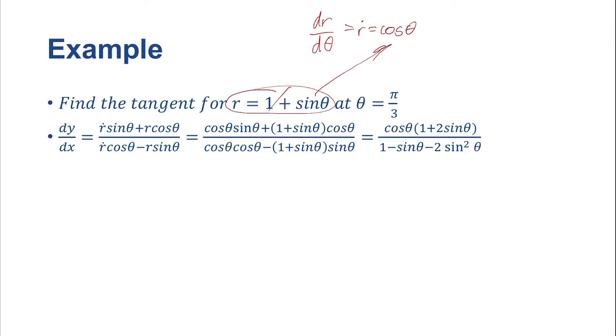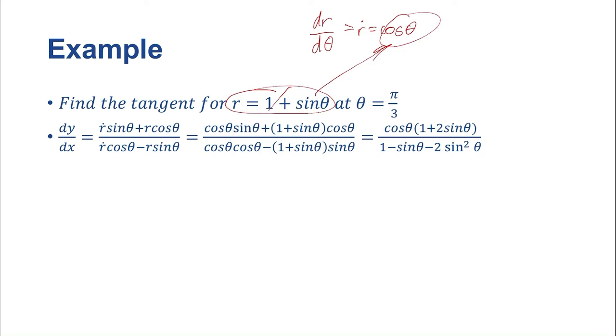All right, now we have a line of trigonometry that really makes me cringe a little bit just looking at it. But anyways, this is just an application of our formula that we determined in the last slide. So we get dy/dx equal to (r dot sine theta plus r cosine theta) over (r dot cosine theta minus r sine theta). Now we just substitute in our new r dot. So we get (cosine theta times (1 plus sine theta) plus sine theta cosine theta) over (cosine theta times cosine theta minus (1 plus sine theta) times sine theta).